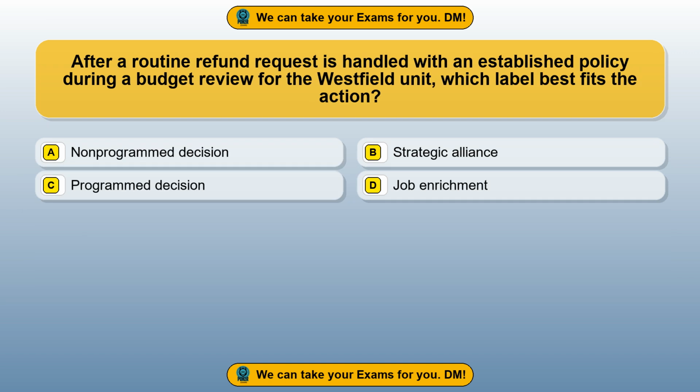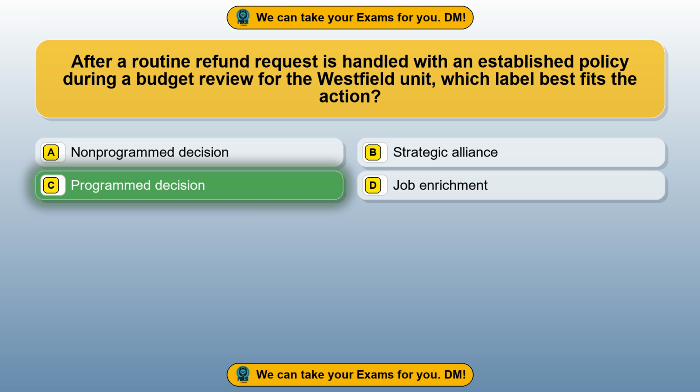After a routine refund request is handled with an established policy during a budget review for the Westfield unit, which label best fits the action? Option A, non-program decision. Option B, strategic alliance. Option C, program decision. Option D, job enrichment. The correct answer is option C, program decision.